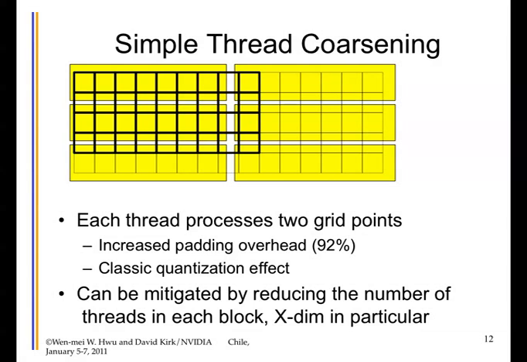So with the Fermi cache, you can actually coarsen the threads without padding as much, and that's usually how people do the coarsening today. This can be mitigated by reducing the number of threads in each block, X dimension in particular, but you also have a limited ceiling because you cannot reduce your threads under the warp size. Otherwise, you run into real problems.